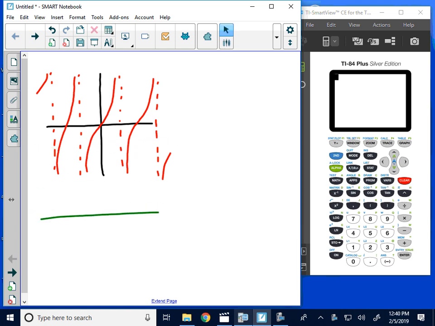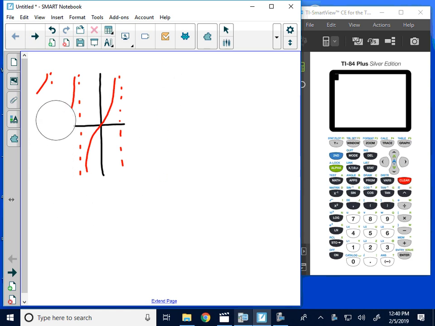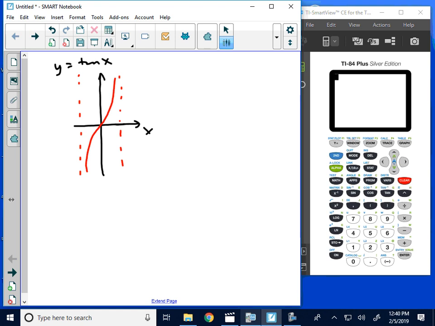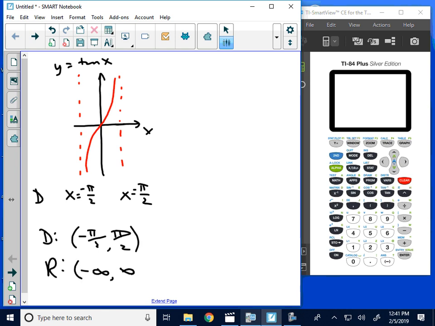So we agreed that to make it invertible, we can eliminate all parts of the graph outside of this first central branch. And so now we're looking at just a piece of y is the tangent of x. Our restriction is that x has got to fall between negative pi over 2 and pi over 2. So that would be our domain, right? So let's do it this way. Domain is from negative pi over 2 to pi over 2. And the range just obviously is all reals, right? Because this branch goes all the way down to negative infinity and all the way up to positive infinity.